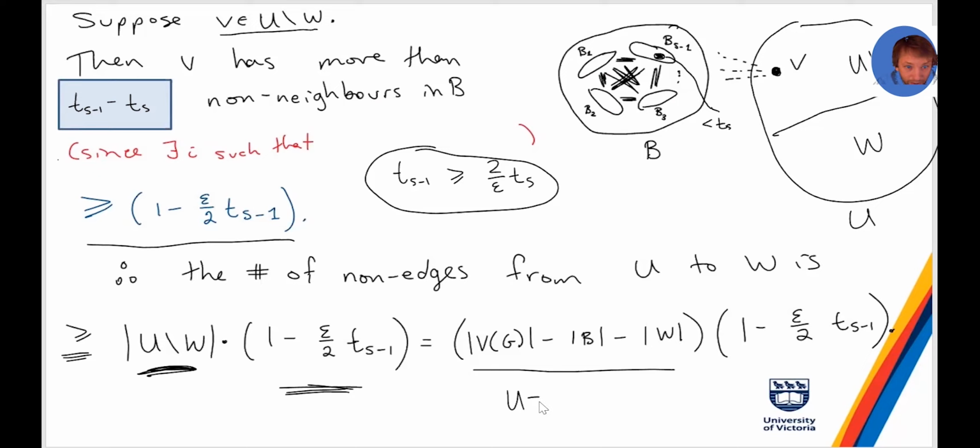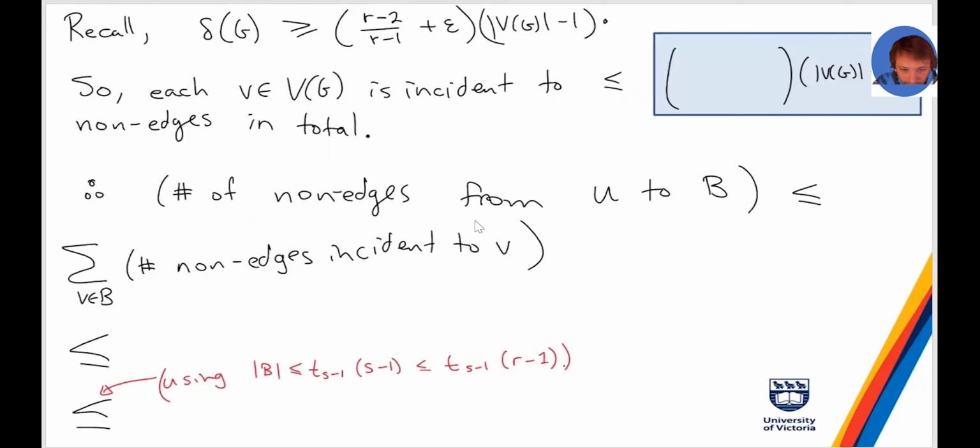And how big is U minus W? Well, it's just the number of vertices minus B minus W, because U is all the vertices minus B, and W is a subset of U. So this is just rewriting the size of U minus W. Okay, is this too quick? I think everything here can be easily verified, but really the key was just this.